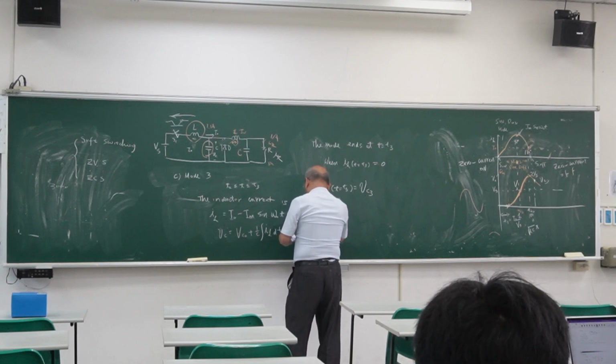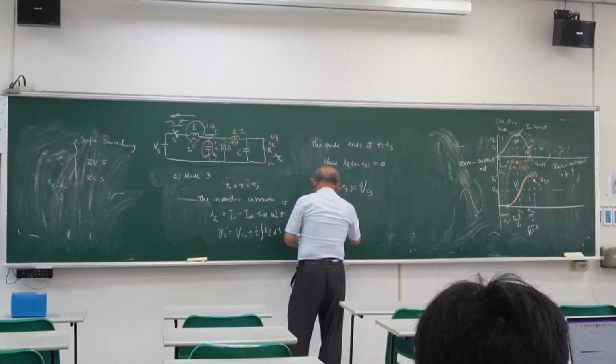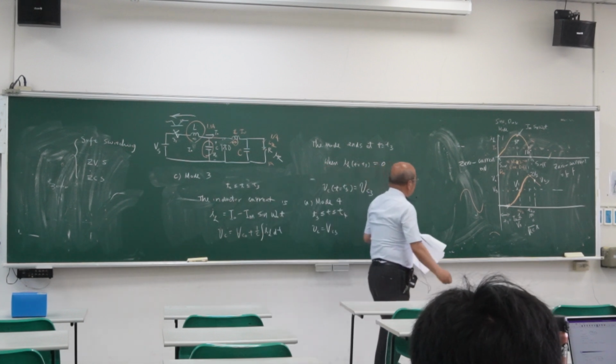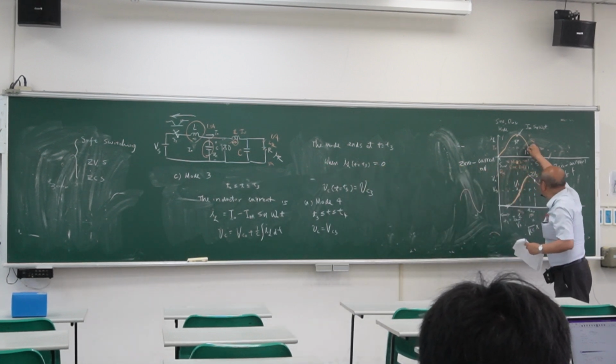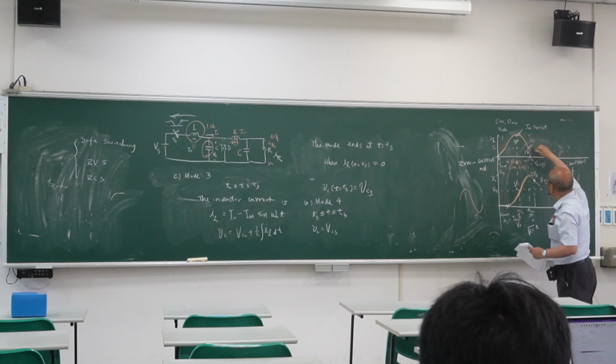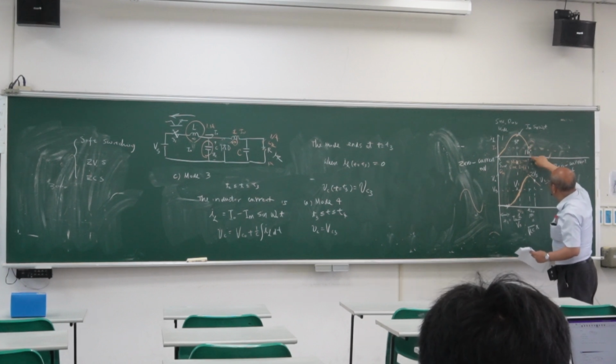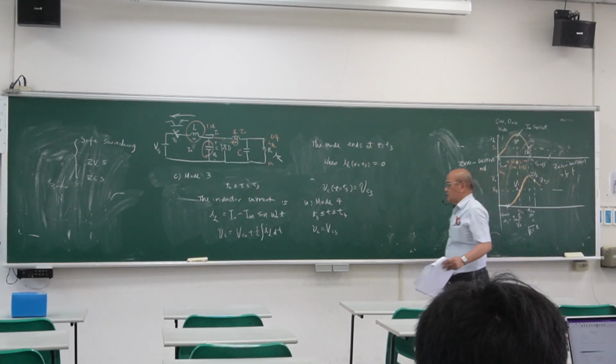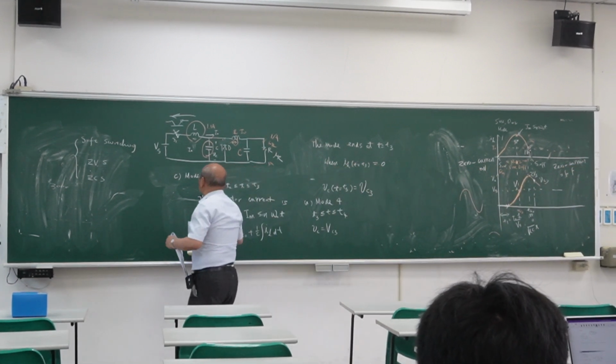What is mode 4? At that time, VC is VC3. But then our current is 0. So here, the switch is open.